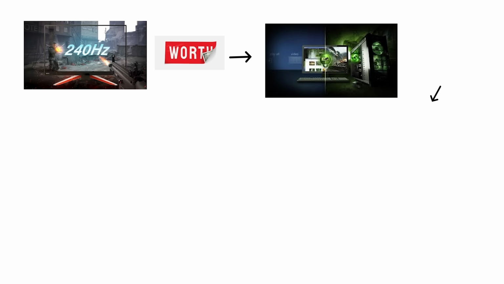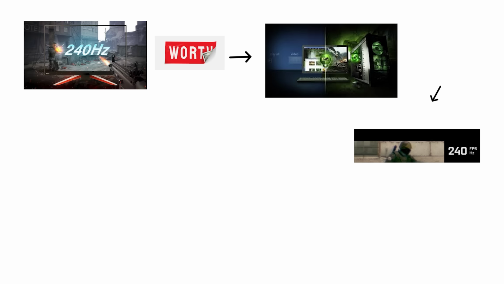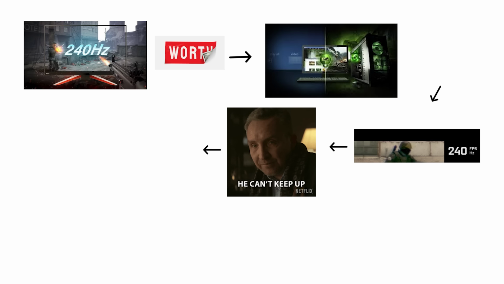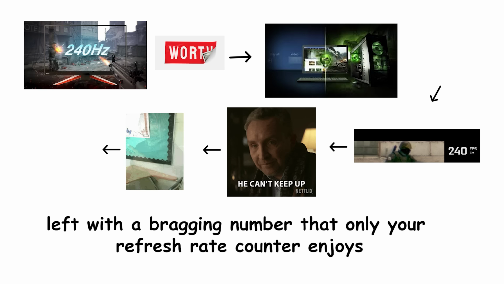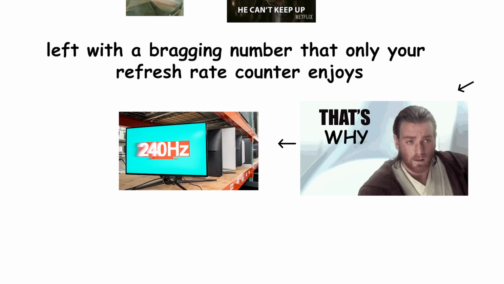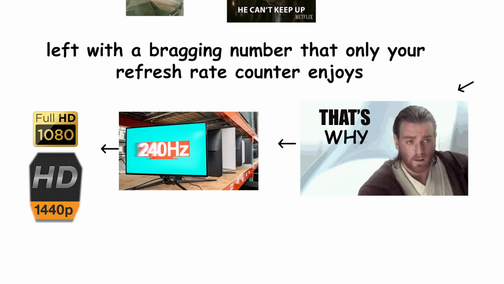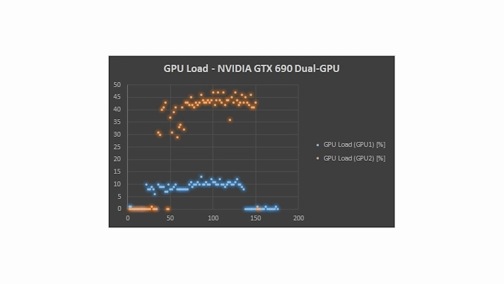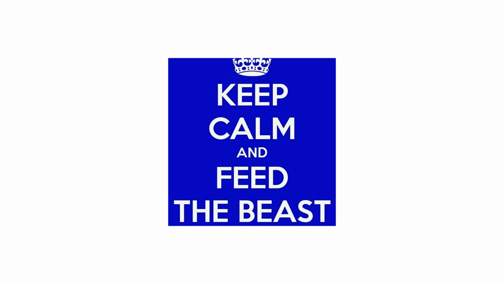However, there's a catch. To make a 240 Hz monitor worth it, your PC has to consistently push 240 frames per second. If your GPU can't keep up, the whole benefit evaporates, and you're left with a bragging number that only your refresh rate counter enjoys. That's why these displays are almost always paired with fast 1080p or 1440p resolutions, not 4K. The GPU load must stay light enough to feed the beast.